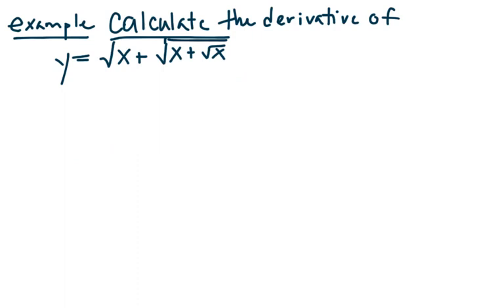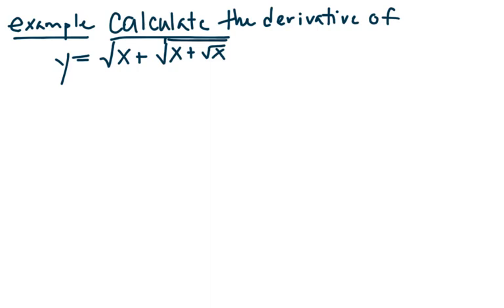Last example. Okay, so now we have y equal to the square root of x plus the square root of x plus the square root of x. So this one is a nested square root type function. I'd say the trickiest part of some of these chain rules is just keeping track of how far you need to go and where you're at.